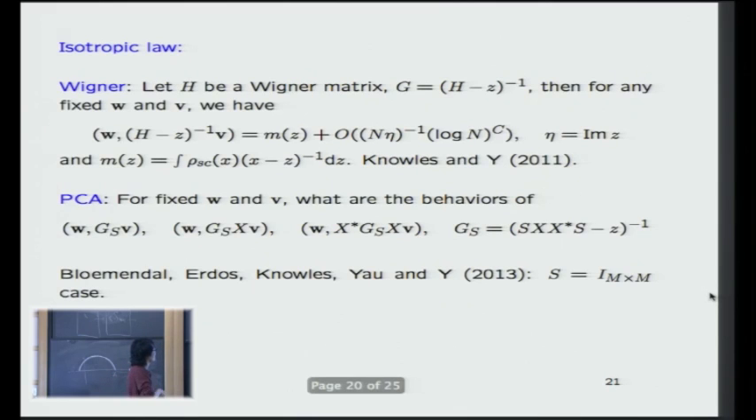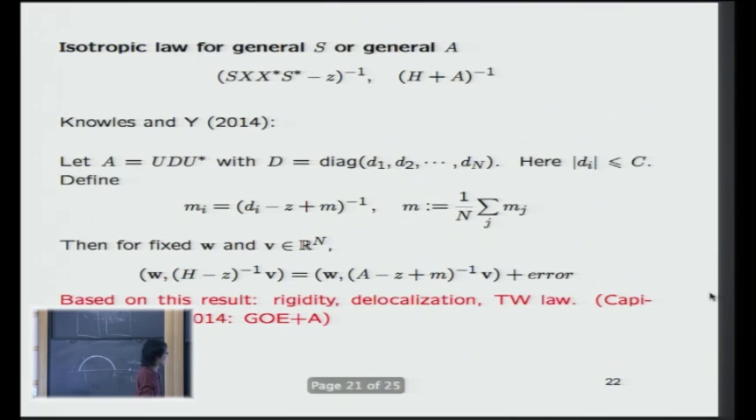Maybe I skipped something, but what you need is this isotropic law, which is knowing these three things from any directions. For the Wigner case, if S is just an identity matrix, this was proved last year, and this year we proved the general case. For general A we have this one. Similarly, you have a result for this one, but it's more complicated. Based on this, as I mentioned, you can get rigidity, delocalization, the Tracy-Widom law, and I consider this a fundamental result for many future works.